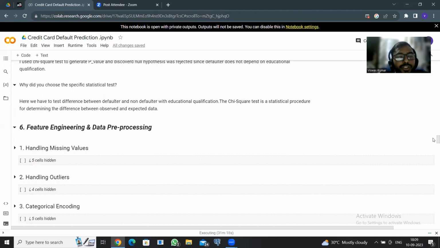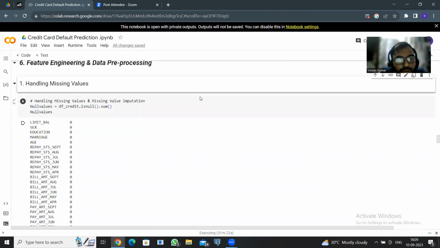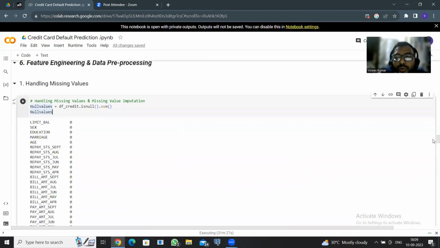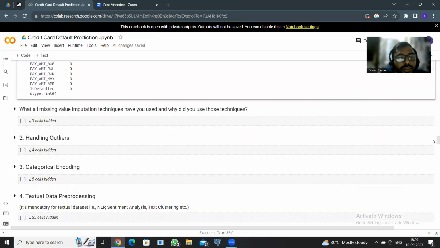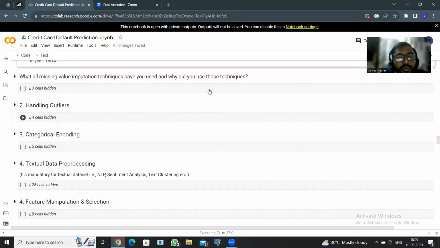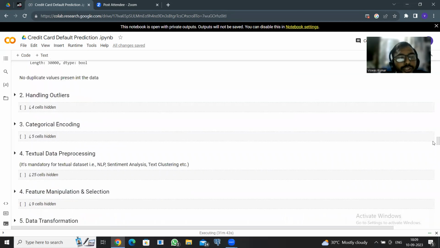So coming to the feature engineering and data pre-processing. Handling missing values: as I mentioned earlier, there are no missing or null values present in our data frame, so there is no need for missing value treatment. On duplicate values also, there are no duplicate values present.